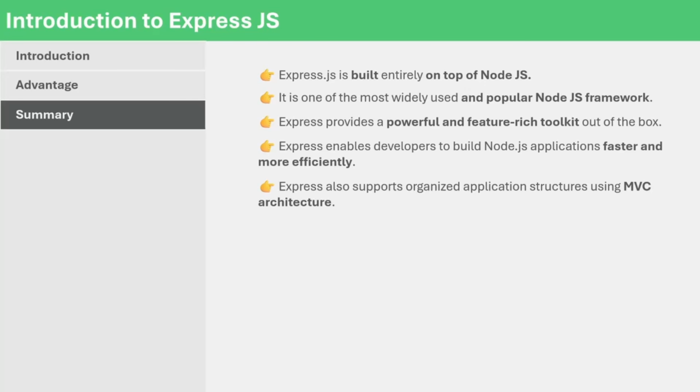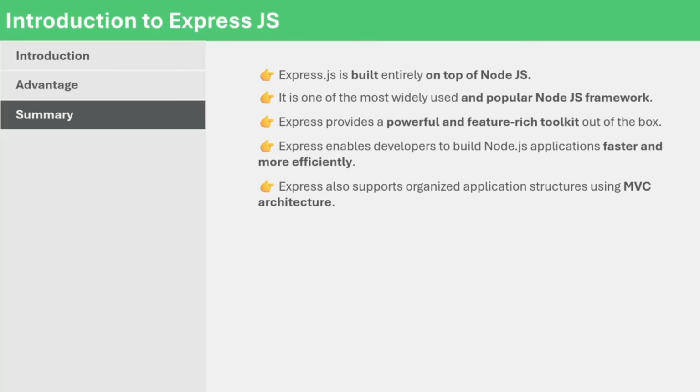Also, Express provides a powerful and feature-rich toolkit out of the box. It simplifies complex tasks like routing, handling HTTP requests and responses, adding middleware for authentication, logging, error handling, etc., server-side rendering, and serving static files. All these functionalities come out of the box with Express. And by offering pre-built functionality for common and complex tasks, Express enables developers to build Node.js applications faster and more efficiently. It significantly reduces the amount of boilerplate code needed.